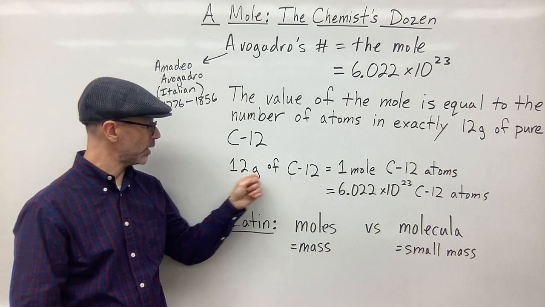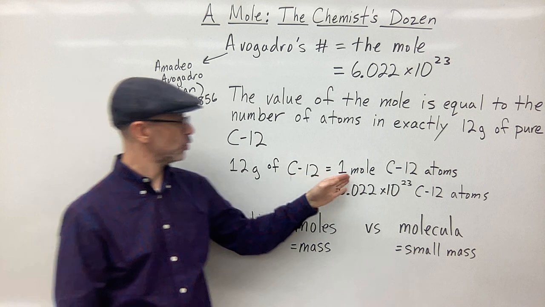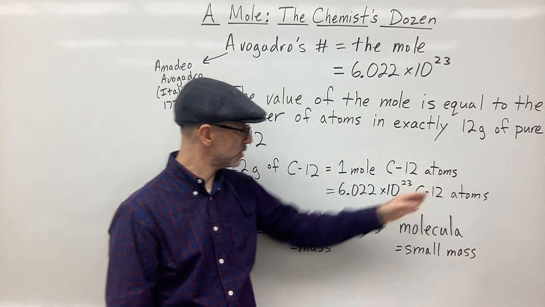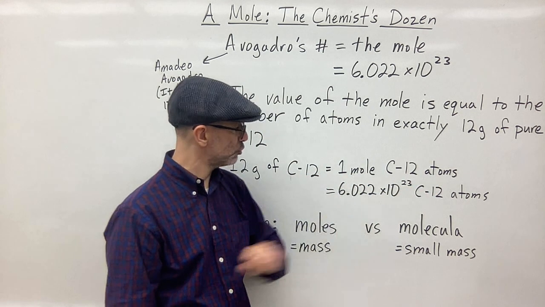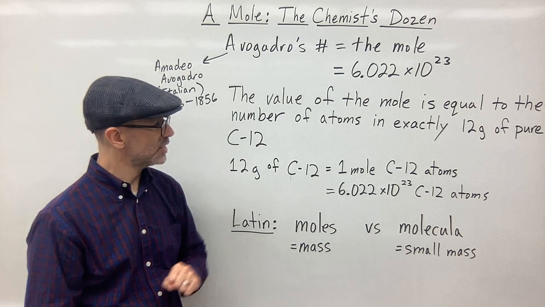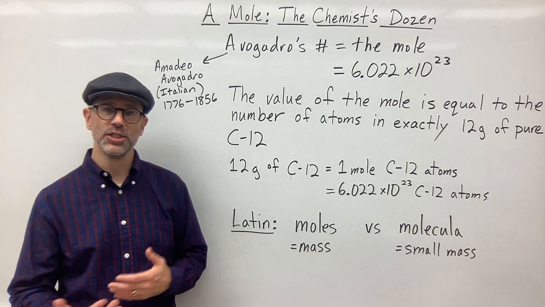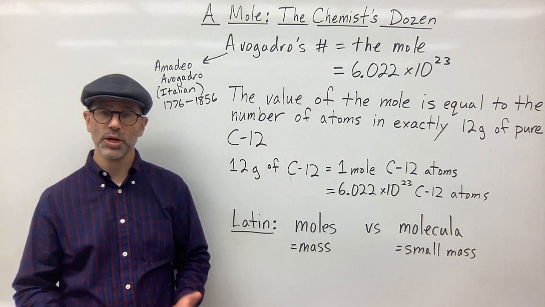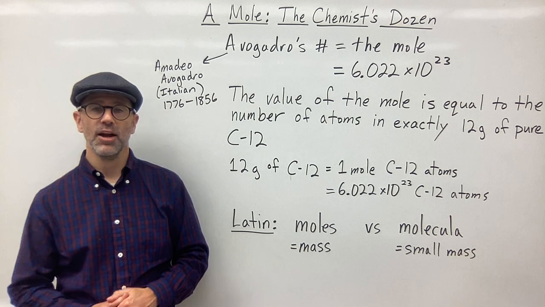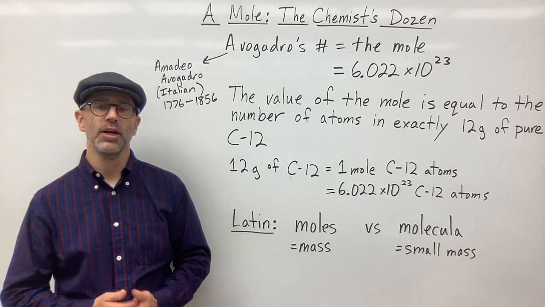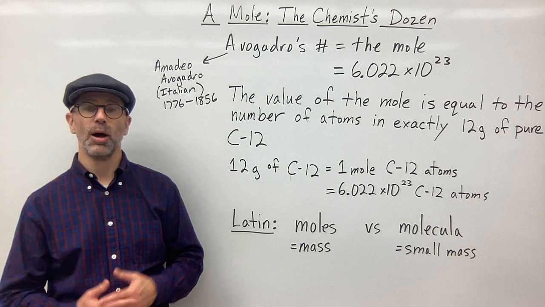So 12 grams of C12 is equal to 1 mole of C12 atoms, and that's 6.022 times 10 to the 23 C12 atoms. So rather than talk about 6.022 times 10 to the 23 all the time, right, or multiples thereof, it's a lot easier to talk about moles.